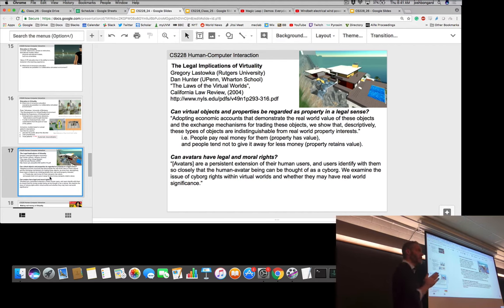If you have somebody who spent thousands of hours developing their avatar in a virtual environment, that avatar is killed, and they cannot recover their avatar, there may be an issue there that might have a legal component to it. Kind of interesting to think about that. Okay, so that's the legal side. We've looked at education, medicine, the law.